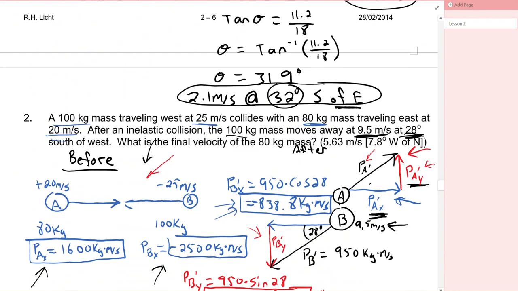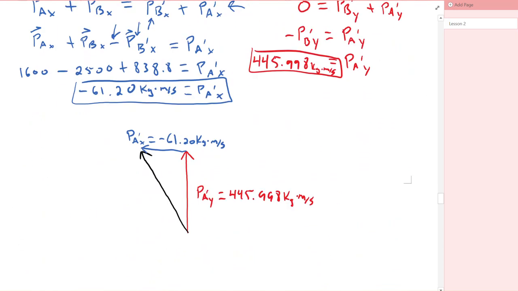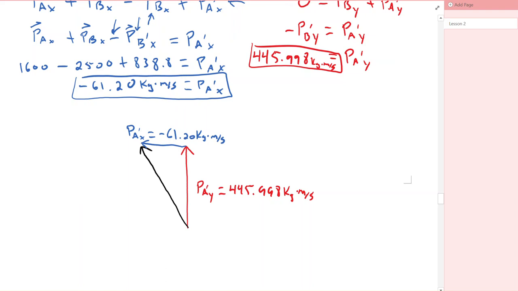The one I originally drew up here was the wrong way. It turns out it actually went that way, right? It actually kind of bounced back a bit. So my original assumption was wrong. But that's fine, right? We were wrong. The math told us that we were kind of wrong on that.